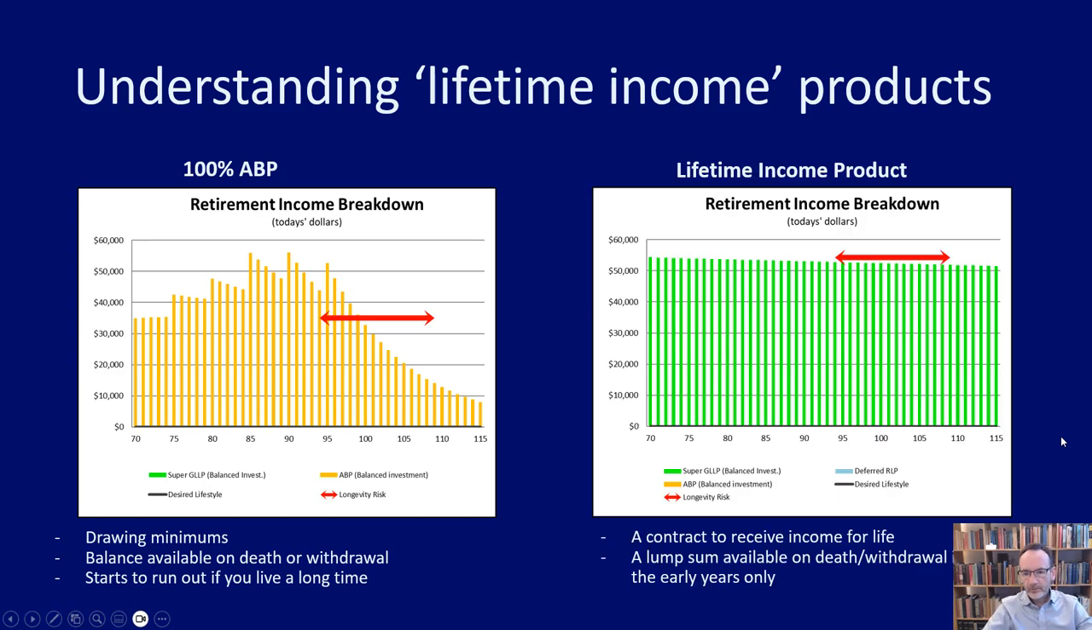A lifetime income product, on the other hand, is a contract to pay regular payments for the rest of your life, no matter how long you live. Some of your superannuation balance gets used to buy the product, and in return, you receive a lifetime income stream.